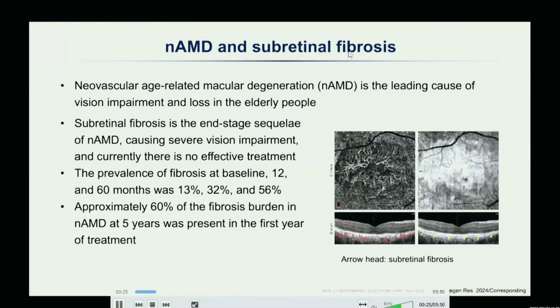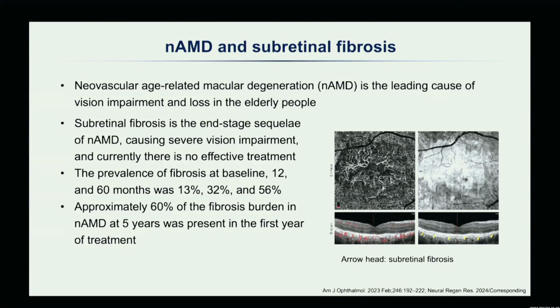Neovascular AMD is the leading cause of vision impairment in elderly people, and subretinal fibrosis is the end-stage sequela of neovascular AMD, causing severe vision impairment. Currently, there is no effective treatment for subretinal fibrosis. The prevalence of subretinal fibrosis increases over time. For example, at 5 years, the prevalence is about 56%.